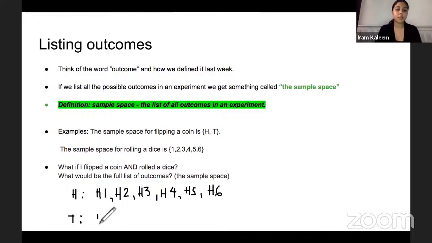And then you do the same for tails. So T1, T2, all the way up to T6. Do the same thing. I've just not bothered to write it out in this case because it's the same thing as with the H's. So that's the full list of outcomes: H1 all the way up to H6 and T1 all the way up to T6. So these are all the possible outcomes if you flip a coin and roll a dice.